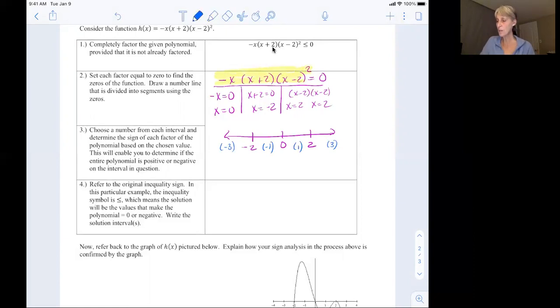This one's a tiny bit tricky because we have that negative x out front. Don't worry about it. Just kind of think in your head. Negative, negative 3. That's going to give me a positive number. Negative 3 plus 2 is also positive. And I don't care what I plug in to the last factor. If I square it, it's always going to be a positive number.